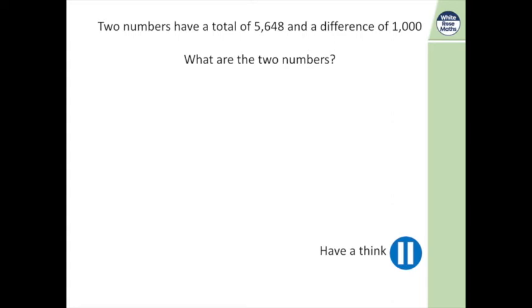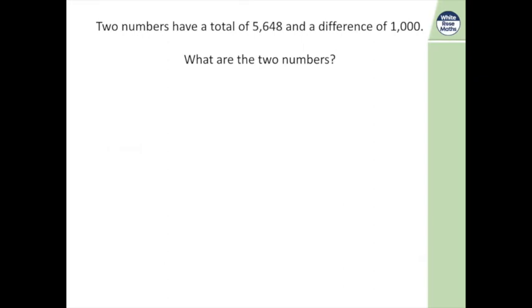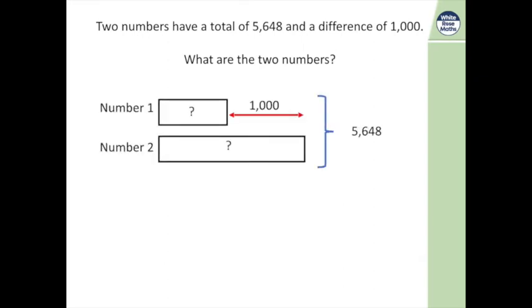Next question. 2 numbers have a total of 5,648 and a difference of 1,000. What are the 2 numbers? It's a bar model. One of our numbers has a difference of 1,000 from the other one, but they have a total of 5,648. What do we need to do? Step 1. Take the difference. Let's make them equal. So in order to do that, we're going to add 1,000, the difference, onto our whole.